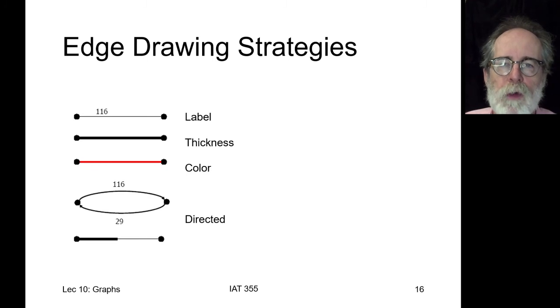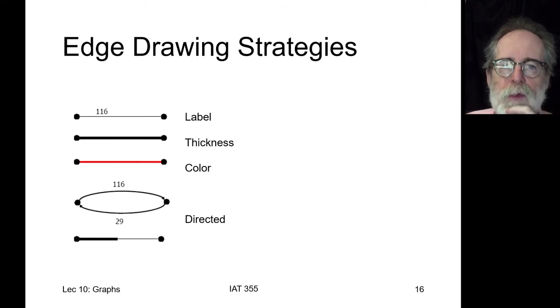So let's talk for a sec about how to draw this stuff. There's a bunch of ways to indicate network edges. One strategy is to put a label on it, so 12,000 labels would be the outcome of that. Another is to show line thickness or color. And for directed graphs, you can have two weights, one for each direction, so 116 and 29 you see there.